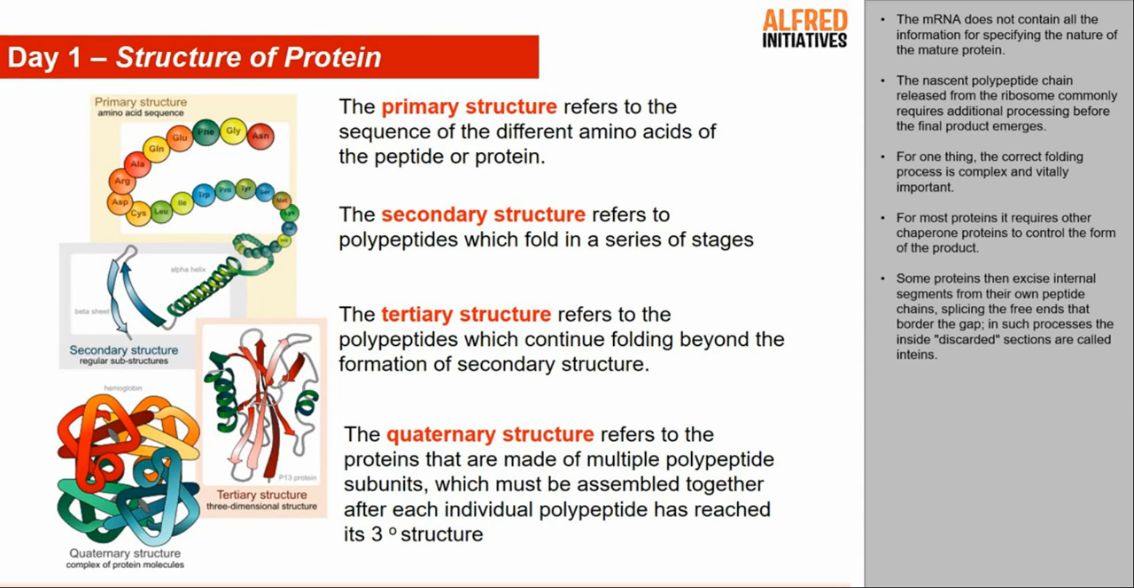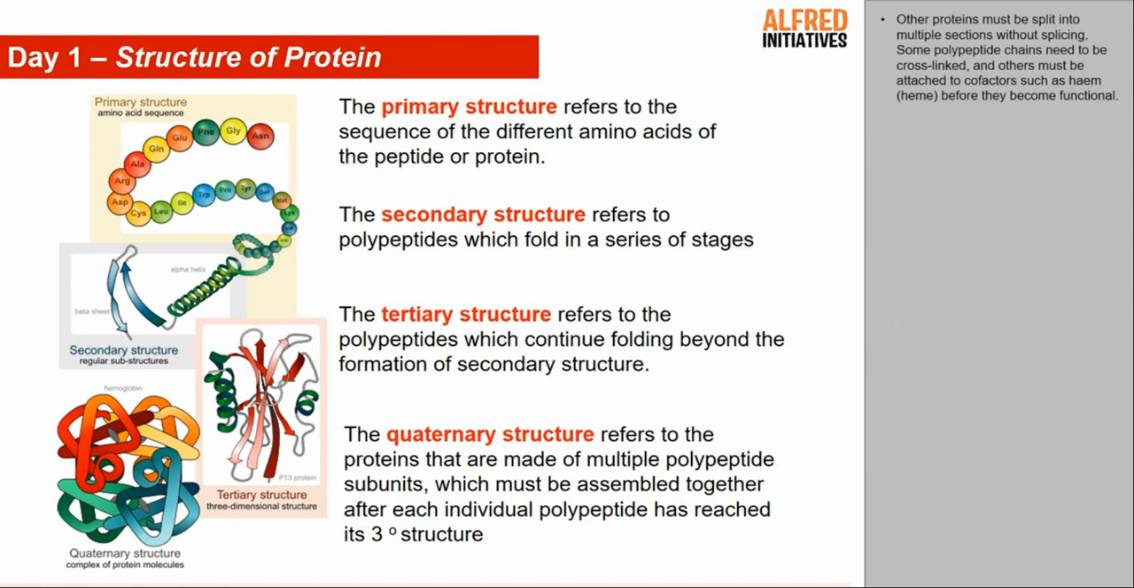Some proteins then excise internal segments from their own peptide chains, splicing the free ends that border the gap. In such processes, the discarded inside sections are called inteins. Other proteins must be split into multiple sections without splicing. Some polypeptide chains need to be cross-linked, and others must be attached to cofactors such as the heme before they become functional.